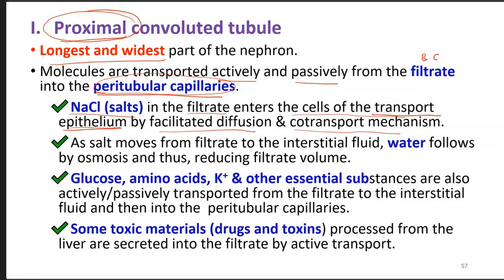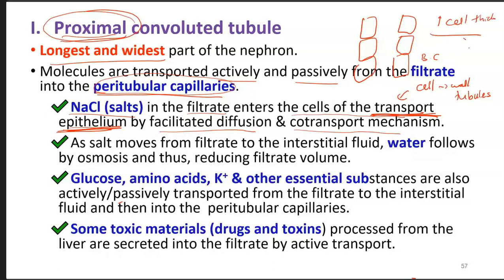What is transport epithelium? Transport epithelium is the name of the cells that surround, or that become the wall of the tubule. So it means the cells that become the wall of the proximal tubule, the wall of the loop of Henle, the wall of the distal tubule, those cells are one cell thick and they are called transport epithelium. So the tubule is surrounded by a wall and the wall is one cell thick and it is called transport epithelium.